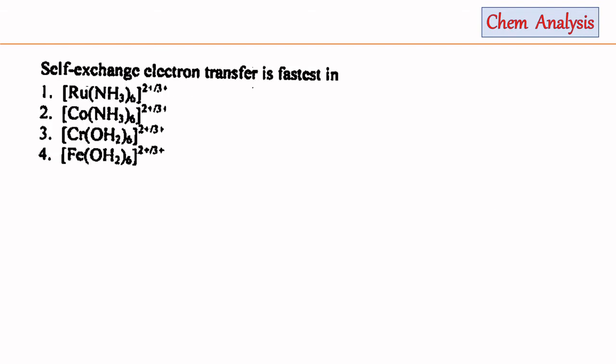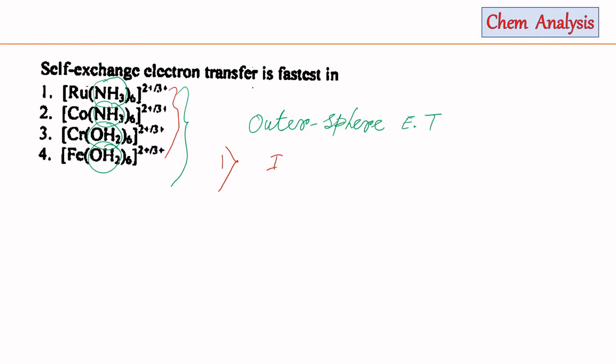This is a very important question and you have to think properly. It is asked in which of these complexes the self-exchange electron transfer is fastest. First of all, you have to identify whether the complex will show inner sphere or outer sphere electron transfer. Since the ligands attached to the metal center are not bridging ligands, it will mainly exhibit outer sphere electron transfer. One of the important conditions for outer sphere electron transfer is that the metal complexes involved should be inert.